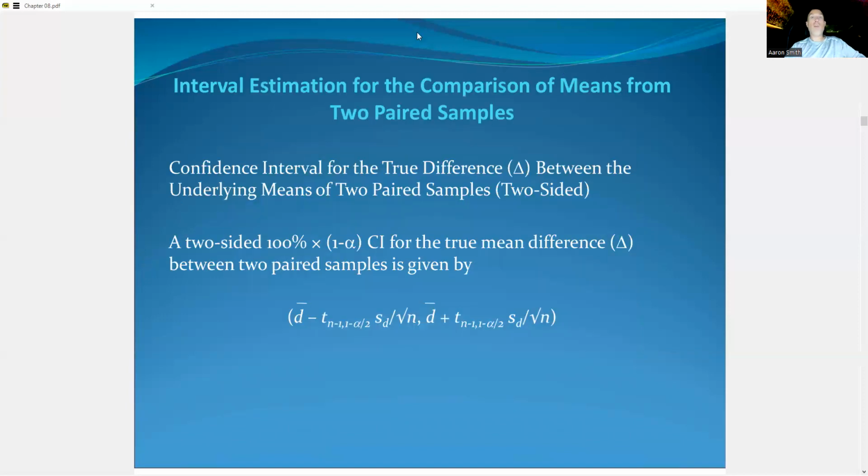All right, so interval estimation for the comparison of means from two paired samples. Here we get a confidence interval on the difference, not on the actual values themselves. We do the computation the same way we've been doing it. Take the average, subtract the cutoff t that I want, depending on my type 1 error risk tolerance, times the standard deviation of the difference divided by square root n, and on the other side I do the same thing with a plus sign instead of a negative sign, and that gives me my confidence interval.